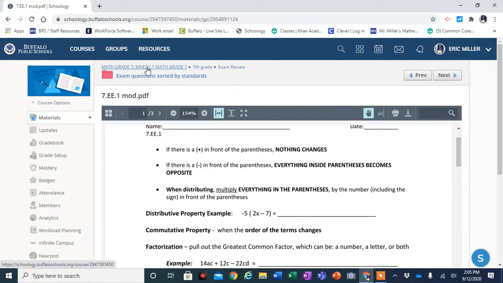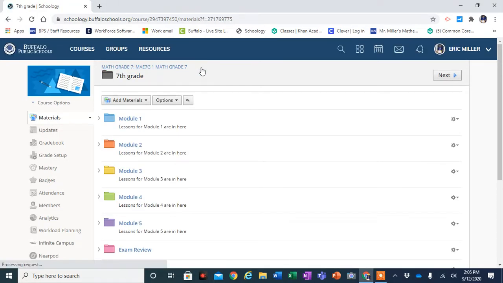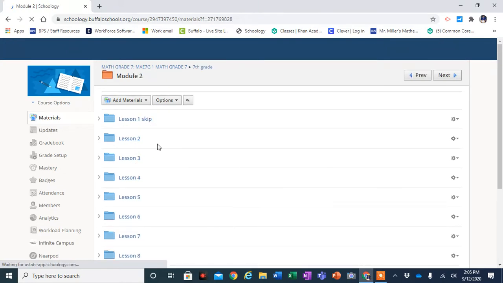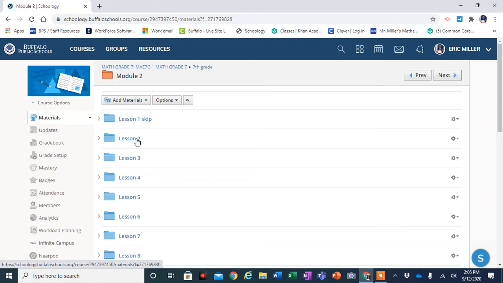So what else is in this folder? I'm going to go back and let's take a look. What I did for you is I put the PDF file of every single one of my handouts for every module. I'm going to go to module 2. Lesson 1, we're probably going to skip. Lesson 2, because I did lesson 1 and 2 together, I would go here.